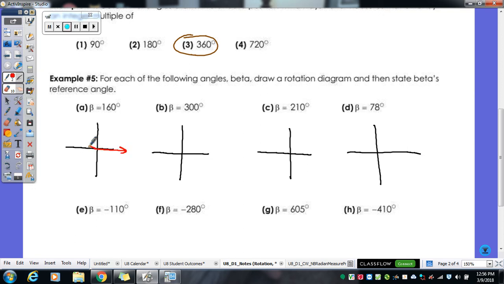So 160 degrees would be an angle that is over here in quadrant 2. Here's my rotation diagram for my 160 degrees. As I was saying on the front, your reference angle is the angle that goes from the x-axis to your terminal ray. So this side of the x-axis is how many degrees? 180 degrees. So you're basically figuring out how many degrees between 160 and 180? 20. So our reference angle would be 20 degrees.